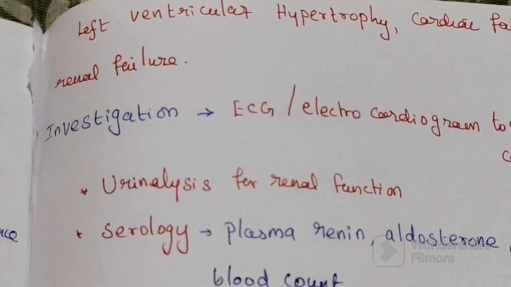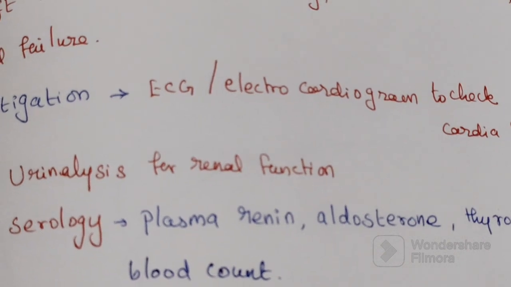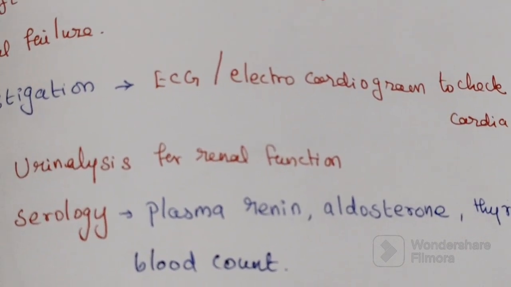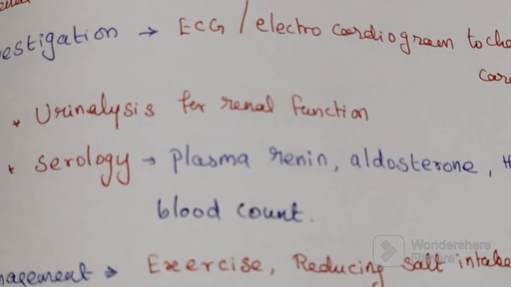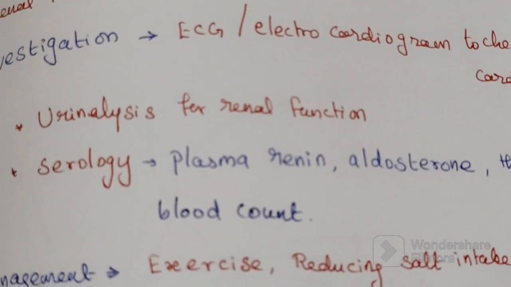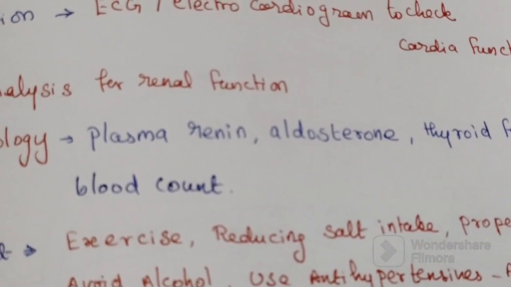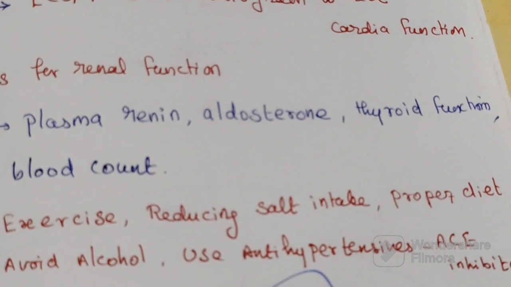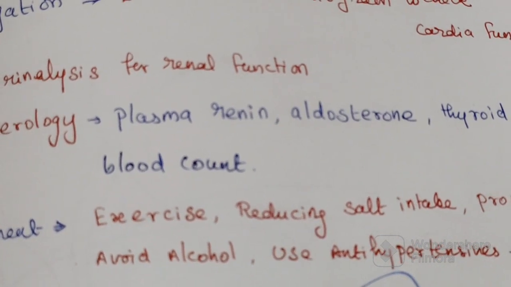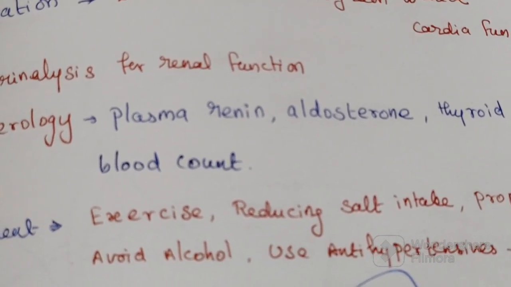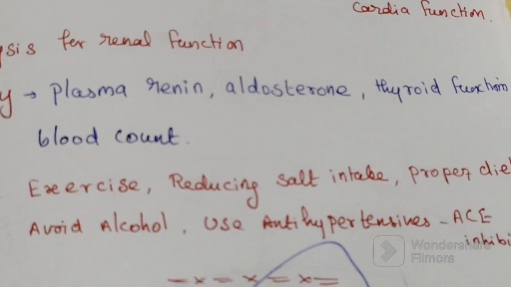Some investigations that should be performed in a patient with hypertension include ECG, electrocardiogram, to check cardiac function. Then urine analysis for renal function and serological tests such as plasma renin, aldosterone, thyroid function, and a blood count test to rule out other differentials and to monitor hypertension.